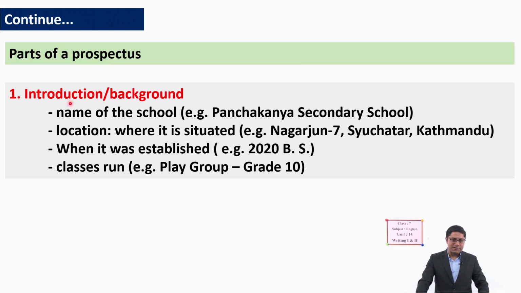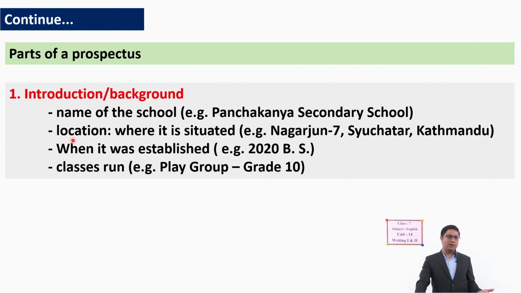Generally, we start writing a prospectus with the introduction of the school or organization, or in some prospectus you can see the word background also. So, while writing the introduction, what things do you need to include? For example, name of the school. Then what do you write here? You will write the name of your own school. For example, Panchakanya Secondary School, Ganesh Secondary School, Nepal Rashtriya Secondary School. So, you write the name of your school.